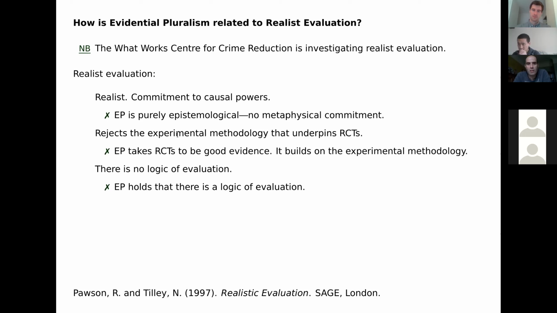Realist evaluation completely rejects the experimental methodology that underpins randomized controlled trials, whereas evidential pluralism takes RCTs to provide good evidence but just says that you need to take extra things into account, namely mechanistic studies, when you're performing your evaluation. Realist evaluation thinks there's no logic of evaluation, whereas evidential pluralism holds that there is, and it's embodied by the picture I showed earlier, the diagram that shows the roles of mechanistic studies and association studies.